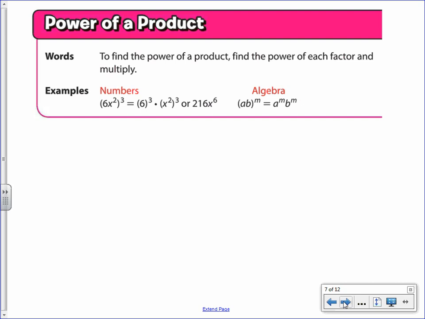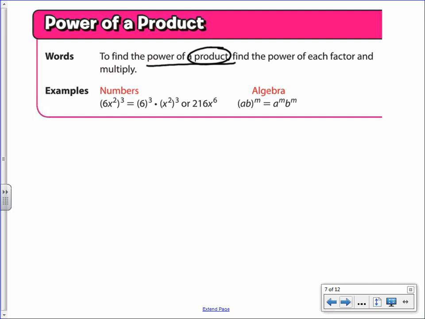The next one says the power of a product. This is probably the more difficult lesson in this chapter. It says to find the power of a product. Product means we're multiplying things together. So to find the power of a product, find the power of each factor and multiply.